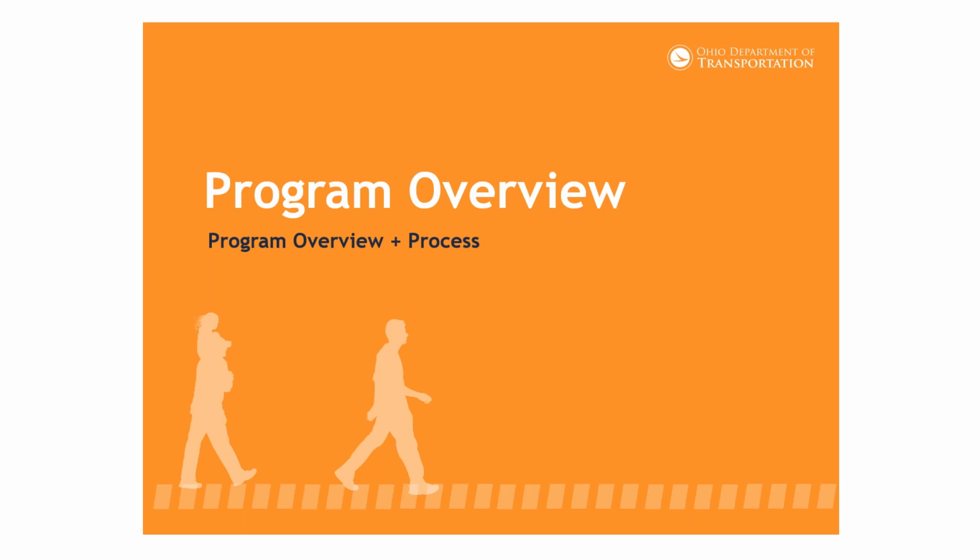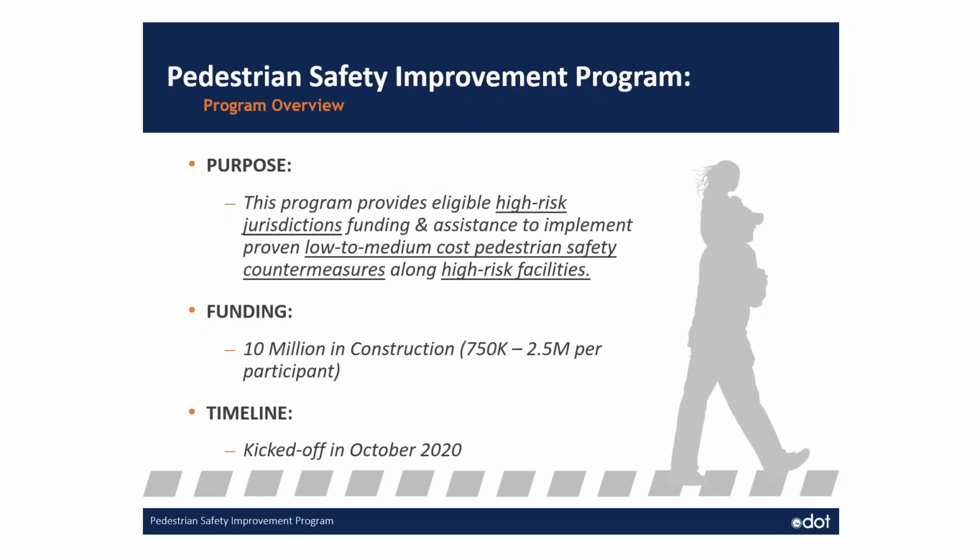All right, so the Pedestrian Safety Improvement Program itself, the purpose was to provide eligible high-risk jurisdictions funding and assistance to implement proven low to medium cost pedestrian safety countermeasures along high-risk facilities. The funding, we allocated $10 million in construction funds and granted anywhere from $750,000 to $2.5 million per participant. That was kicked off in October 2019.